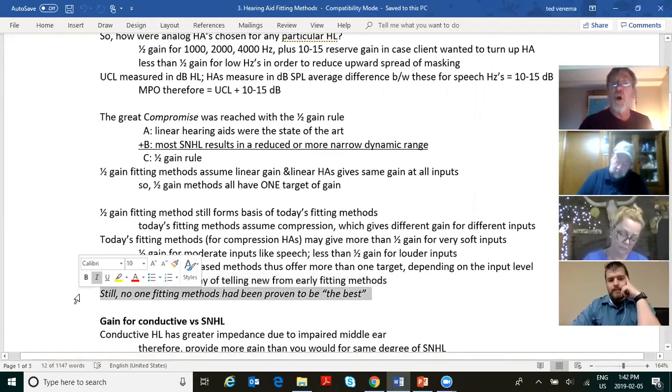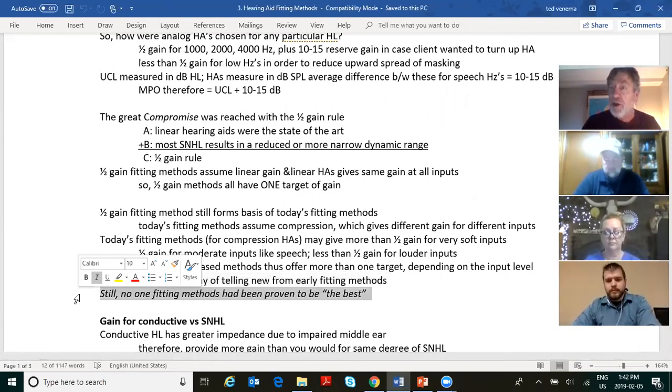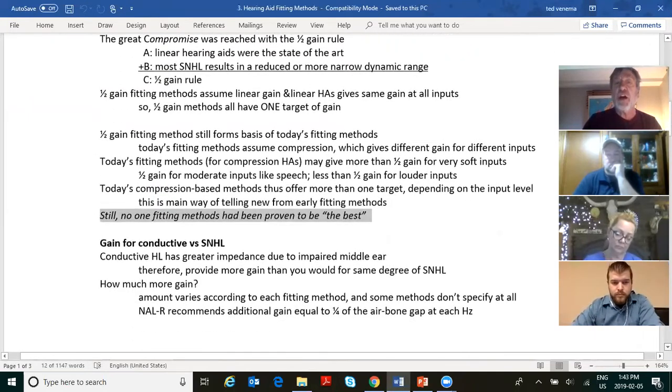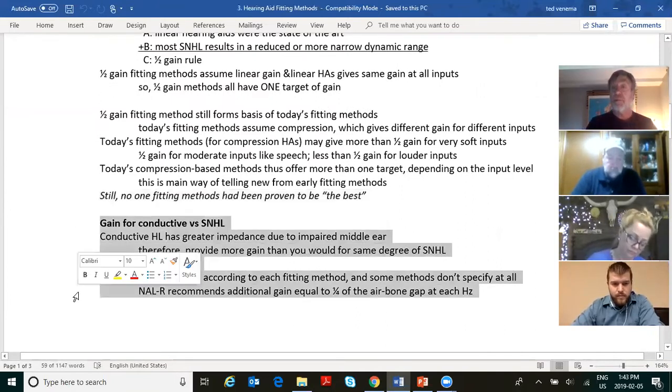Still, however, no one fitting method has been proven to be the best. And I think that says a lot about the fact that it's hair cell damage. We're not like the eye, and hearing loss isn't conductive, it's sensory neural. And because hearing loss is sensory neural, therefore there is a plurality of fitting methods with an S behind it. Some fitting methods even addressed conductive versus sensory neural loss. The early NAL did that.